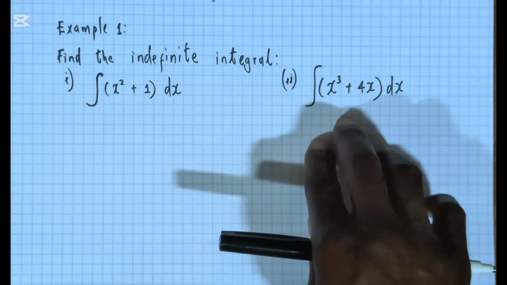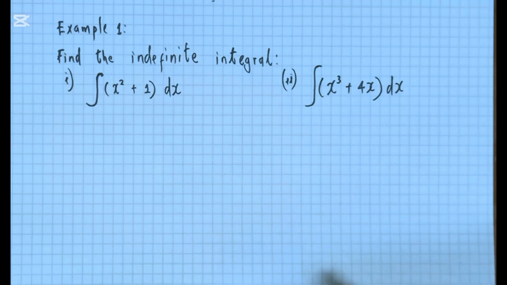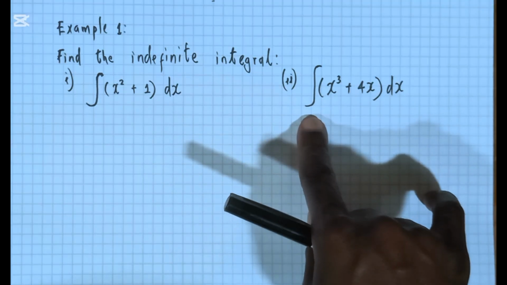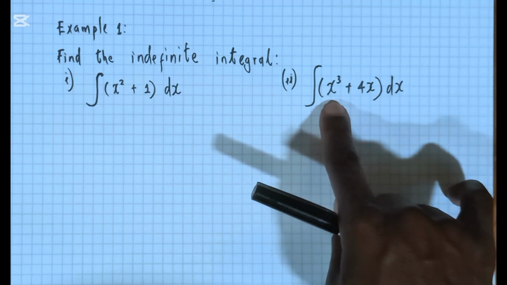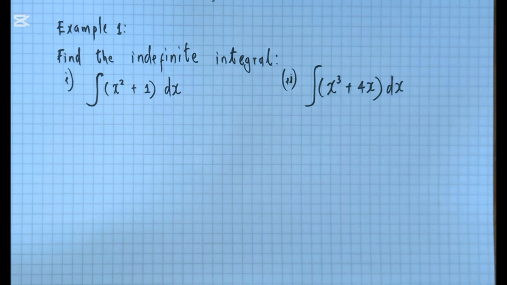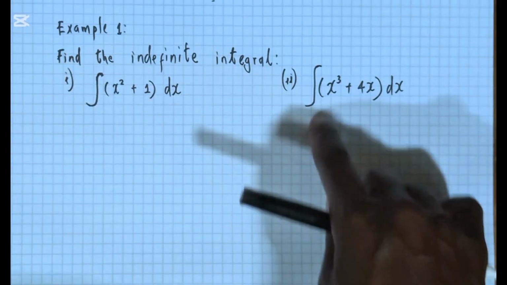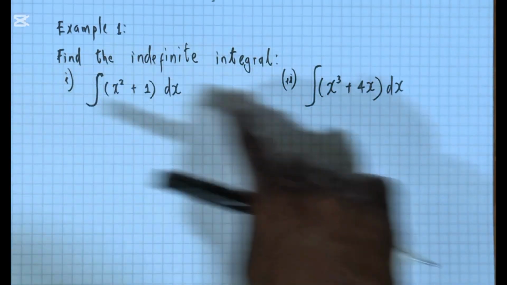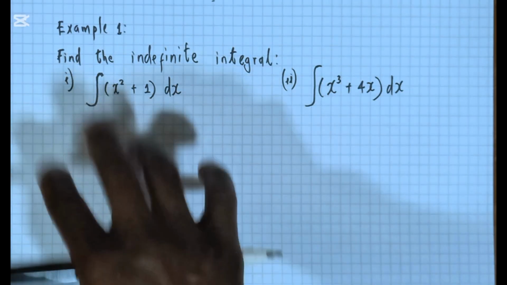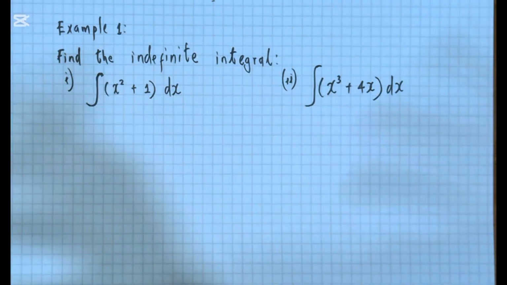And then the second part of that question, after we solve Roman 1, we'll solve Roman 2. Basically, we are supposed to integrate x cubed plus 4x with respect to x. Now, these are indefinite integrals, meaning that limits are not defined. You can clearly see that we just have the integral sign and we don't have any limits. And so we're going to integrate them the same way we were integrating the previous problems.